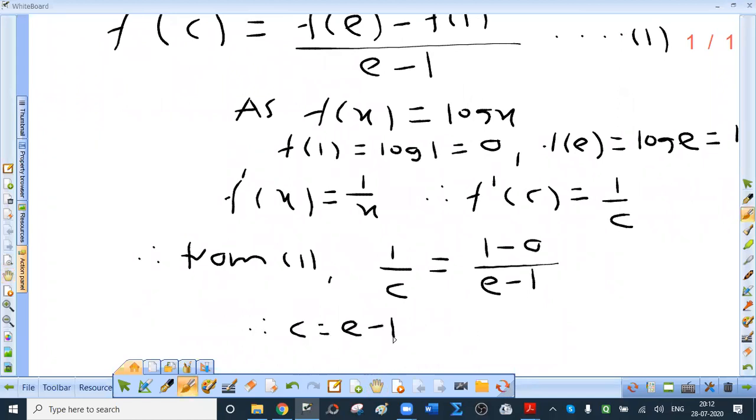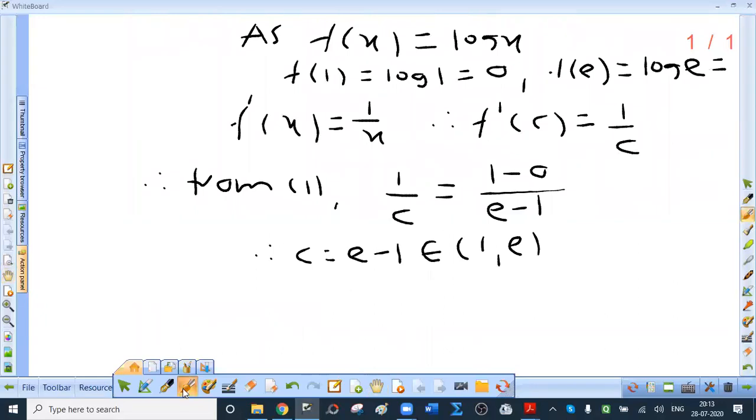Now tell me whether e minus 1 belongs to that interval or not. Approximate value of e is what? 2.718 less 1 is 1.718. Yes, this definitely belongs to the open interval (1, e). Hence, LMVT is verified. Therefore, I can say LMVT is verified. Right on.